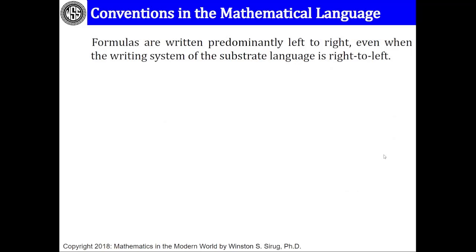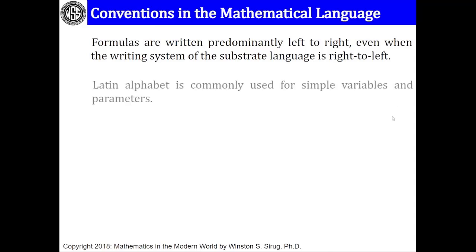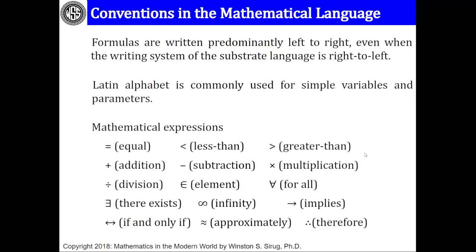So, ang writing system naman ng isang substrate language is right to left. So, yan. Katulad nga na sinabi ko kanina, Latin alphabet, yung una natin ginamit. So, it is written from left to right. So, for simple variables yun. So, mathematical expressions, nakalista din sa baba. So, mga kalimitan natin ginagamit, may equal, less than, greater than, addition, subtraction, multiplication, division, we have element, and the upside down A for all, and there exists, infinity, implies, if and only if, approximate, and the therefore.